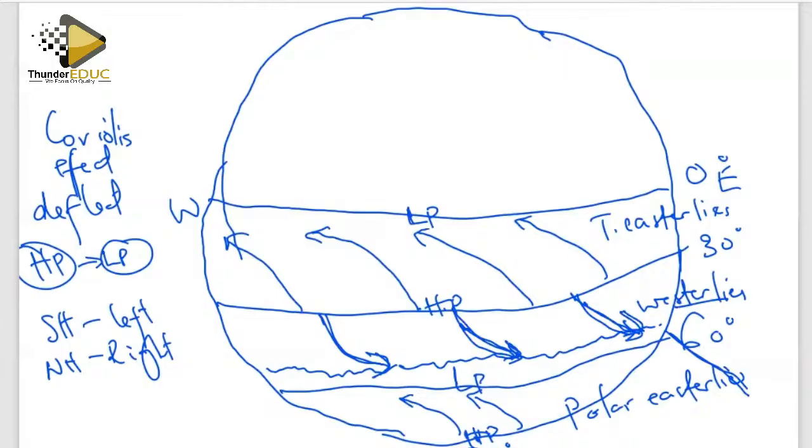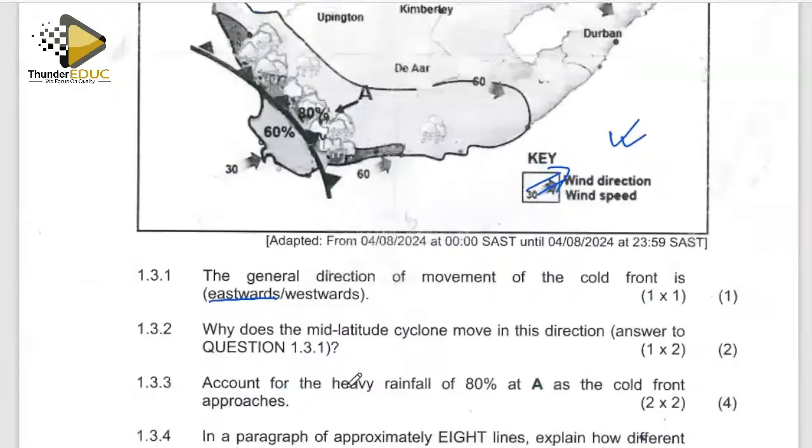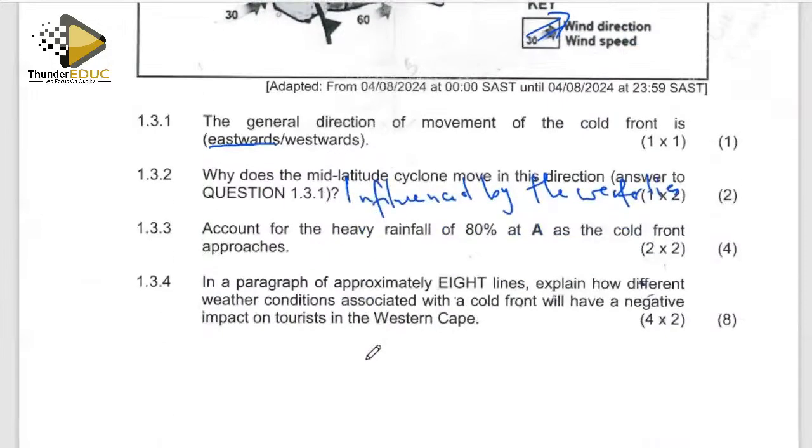So the reason why our mid-latitude cyclones or the cold front is driven from the west going to the east is because they happen to exist under the influence of the westerlies. That takes us to the response for the next question. So they are influenced by the westerlies. Those are the winds responsible for the direction of movement of the cold front or the mid-latitude cyclone as a weather system.